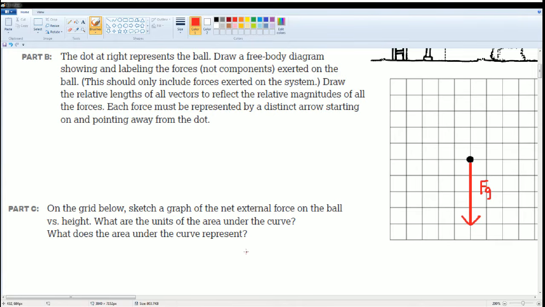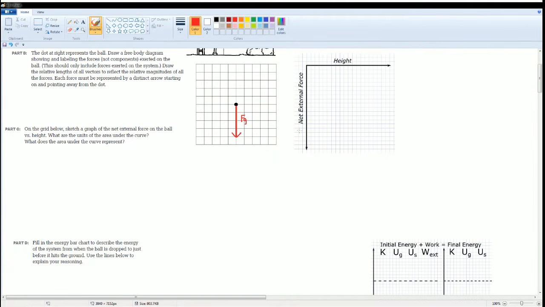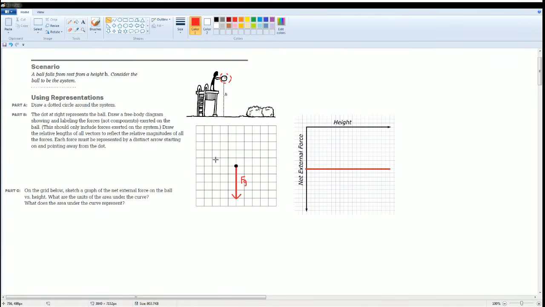On the grid on the right, now we are going to draw the external forces acting on it as a function of height. The force is constant because it's the force of gravity, and that value is never going to change. It's always going to be defined as mass times gravity, which is the acceleration in the vertical.